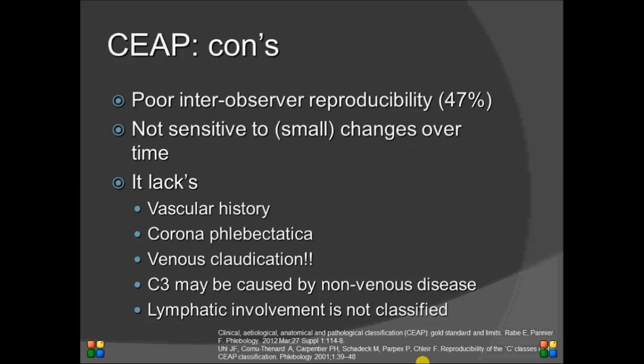So corona phlebitis is also something which is not introduced. We are now more in the era of treating deep venous occlusive disease, and we know that venous claudication is out there, but there are no classifications which take care of venous claudication, and also in this system, venous claudication is not included. And of course C3, edema, can also be related to cardiac disease, renal disease, or whatever. So it's not specific for venous disease. So there's a problem there too.